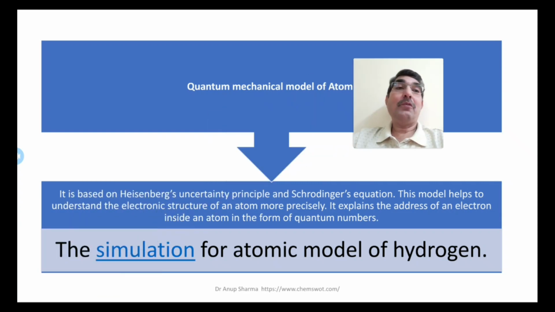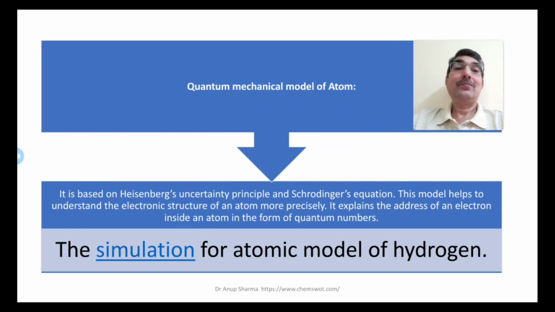So, starting with the quantum mechanical model. What is this? This model is based on Heisenberg's uncertainty principle and Schrödinger's equation. This model helps to understand the electronic structure of an atom more precisely. Other models also tried to explain that, but here we can understand it more precisely. It explains the address of an electron inside an atom in the form of quantum numbers.